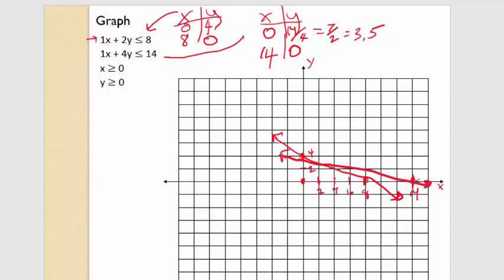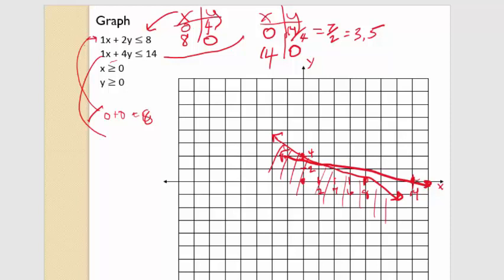We'll test 0, 0 in the middle, and if the point comes to a true statement, then we know that's the way that we should shade. So I have 1 times 0 is 0, plus 2 times 0 is 0, is less than or equal to 8. And yes, that's true. Okay, so I'm going to go ahead and shade in that direction for the first inequality. So it goes like this.